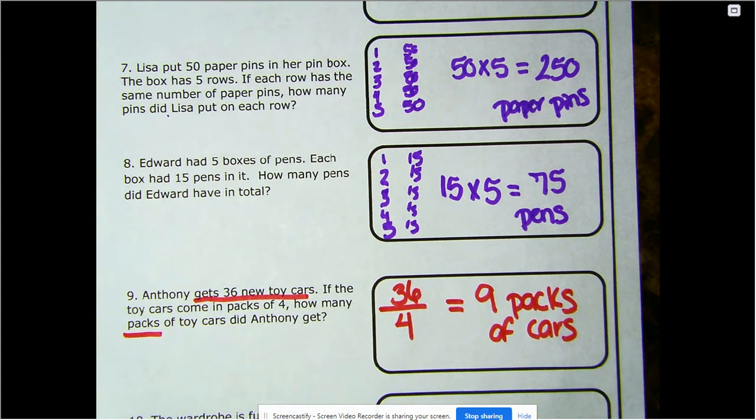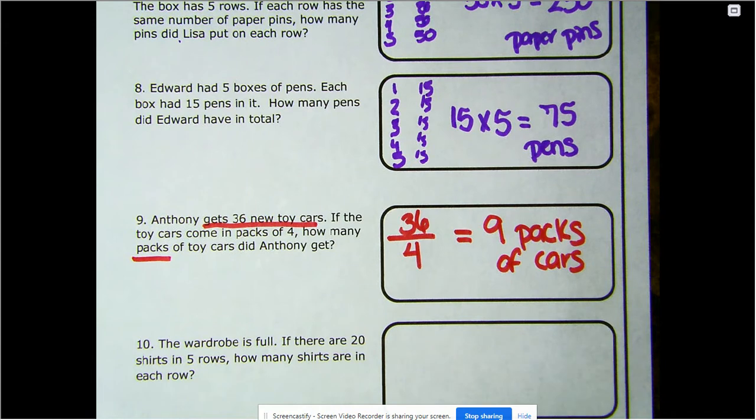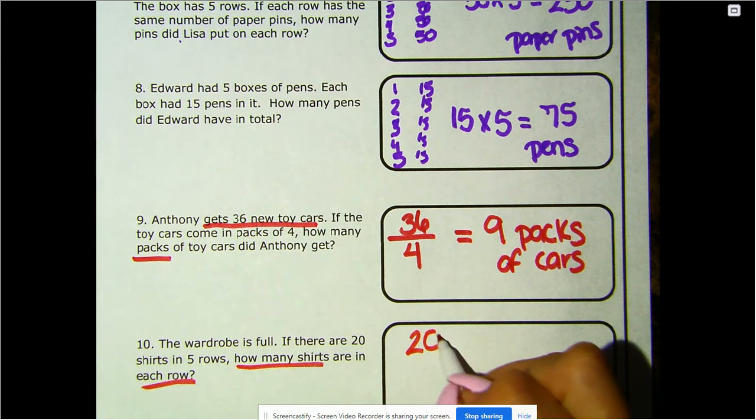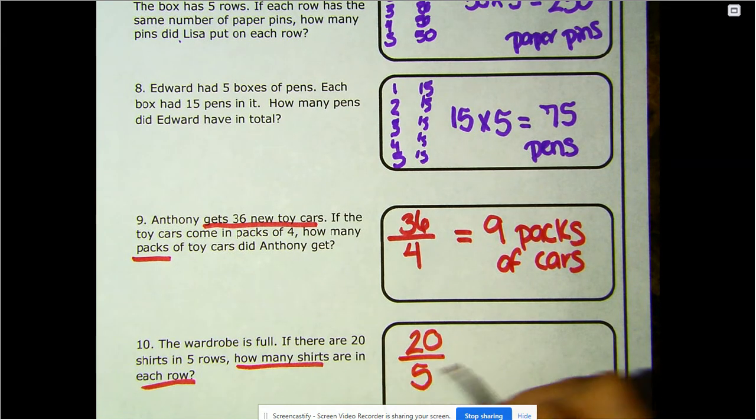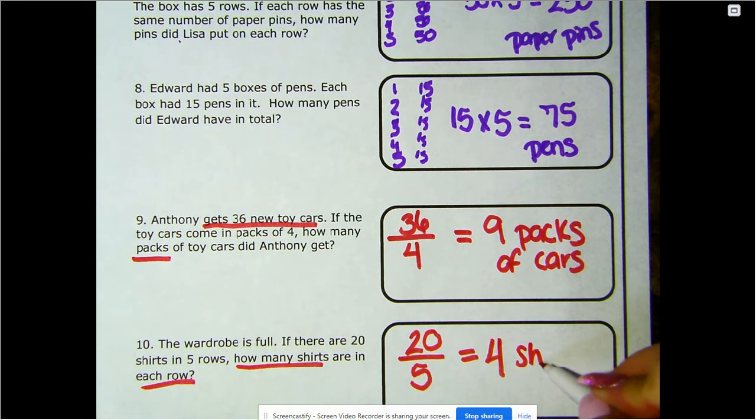Okay, and then number 10. The wardrobe is full. There are 20 shirts in 5 rows. How many shirts are in each row? Okay, so the wardrobe is full. We know that there are 20 shirts and there are 5 rows. So how many shirts are in each row? Here was our question. How many shirts are in each? That lets us know that we have a total of 20. There are 5 rows. So we need to divide so that there would be 4 shirts in each row.